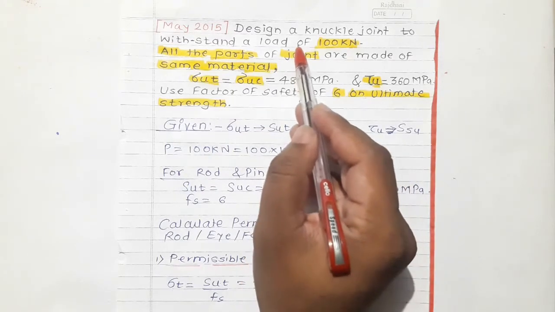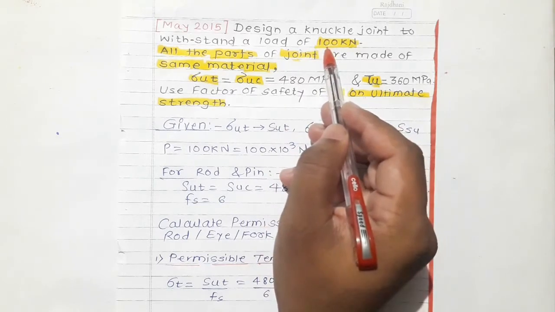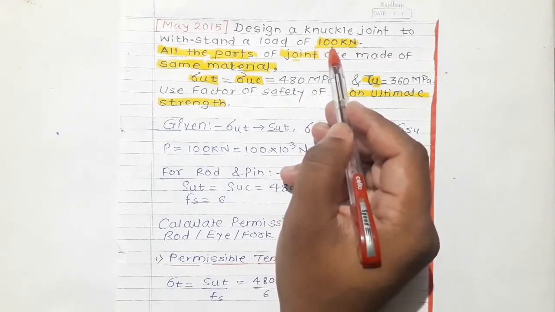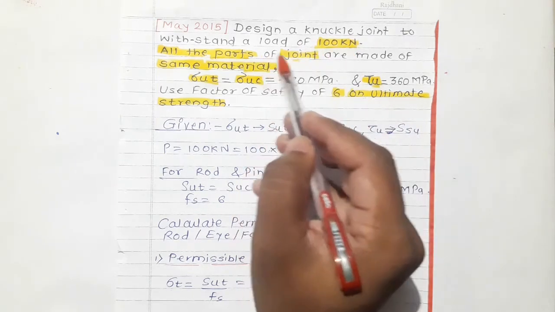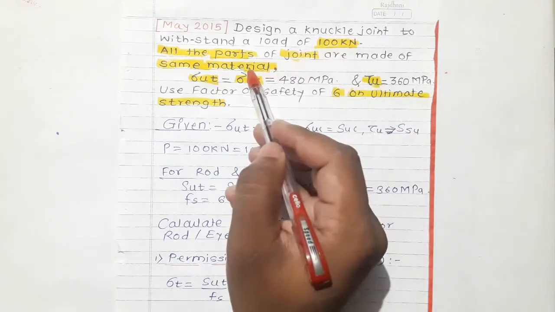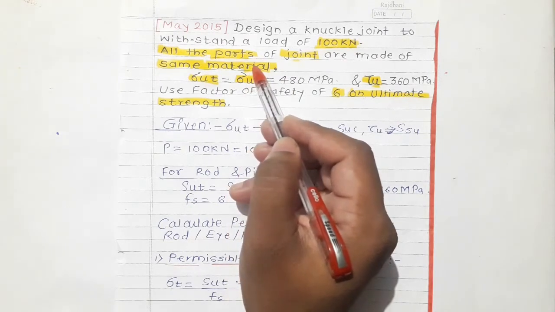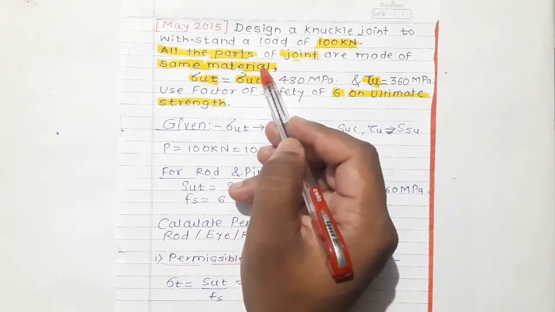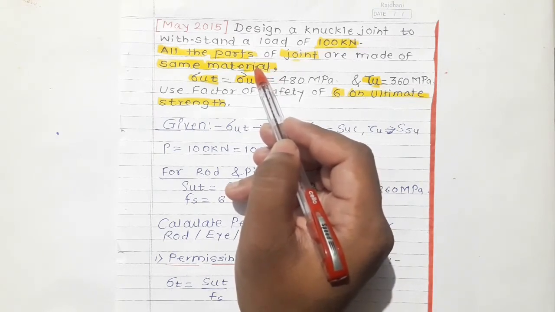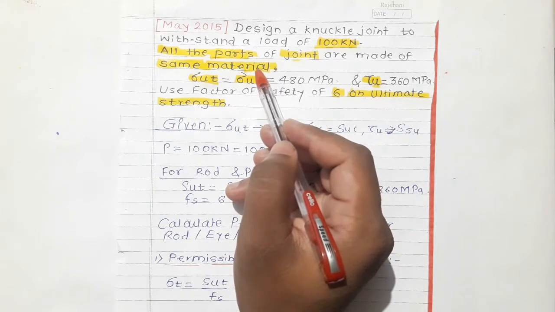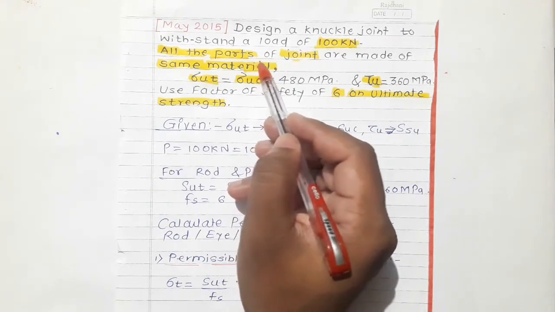Now, if you read this problem from the first line, the force P acting on the knuckle joint is given in kilonewton, so we have to convert it later into Newton. Then all the parts of joint are made up of same material. This indicates that the material of rod and pin is same. So whatever the permissible stresses that we are going to calculate for rod, same can be used for the pin. This is the significance of this line.